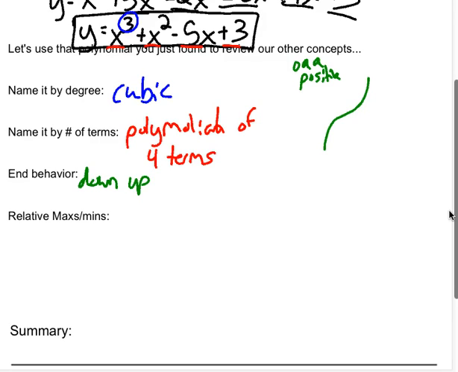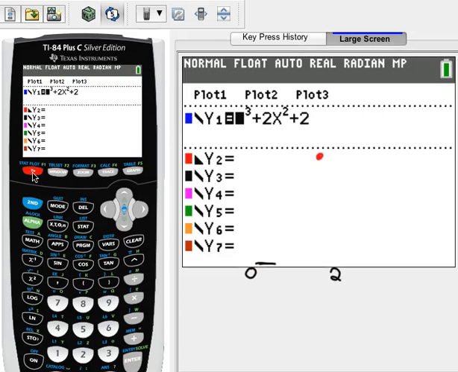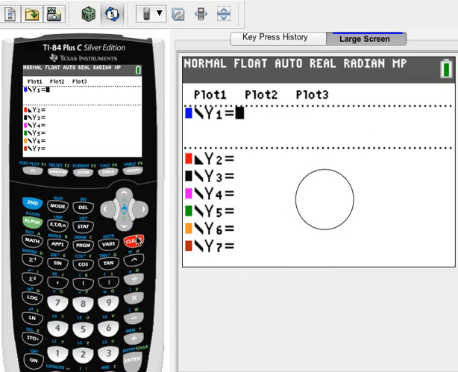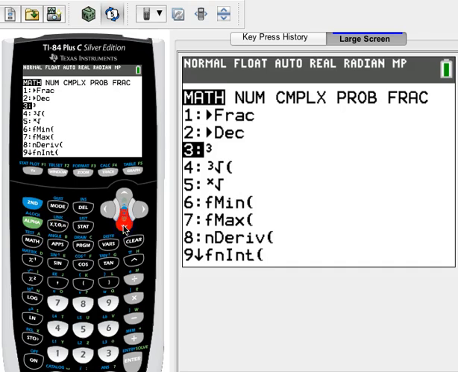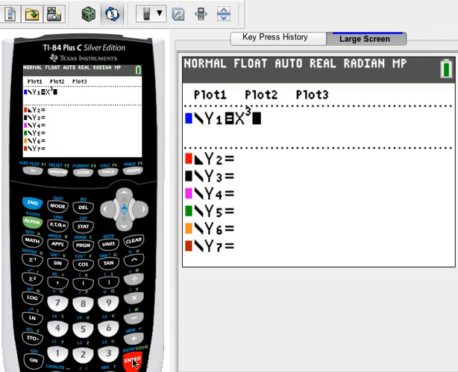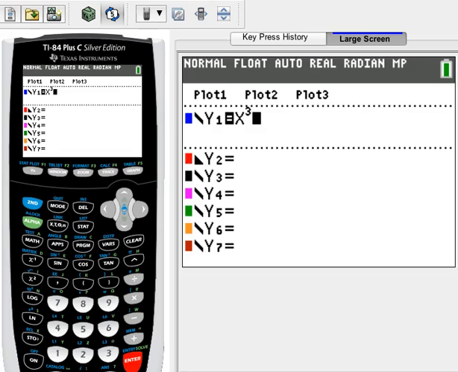Let's look at relative maxes and mins. All right, so let's whip out our calculator here, and let's graph it. So, sorry, I have to erase that. So we have x cubed plus x squared minus 5x plus 3.